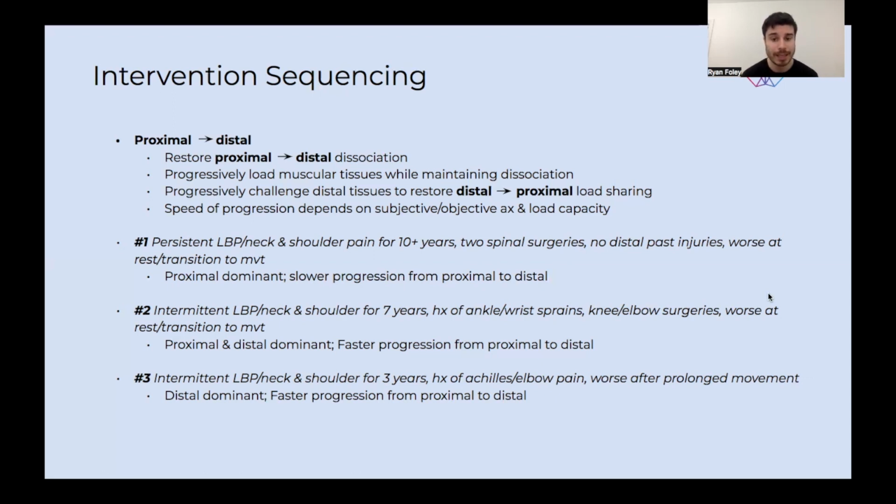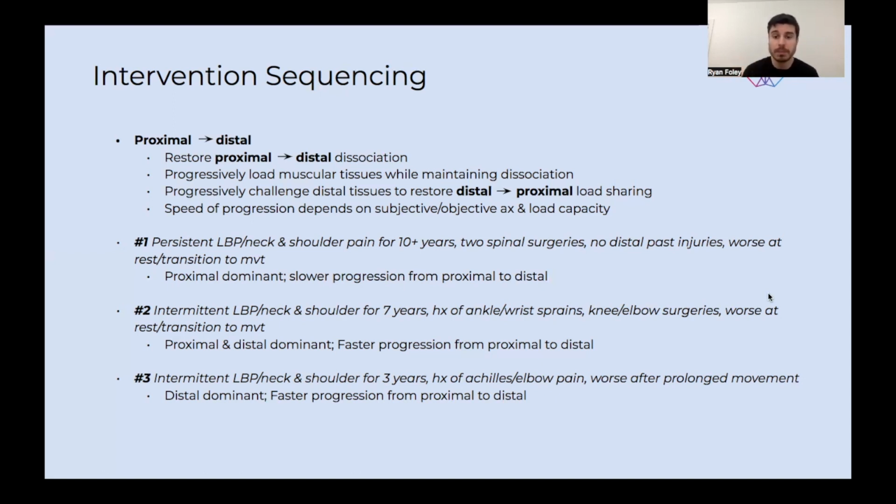And in the second case scenario here, we have intermittent pain proximally for the past 7 years, but we have a history of distal injuries here. Okay, the pain experience is still worse at rest, and at that transition from rest to movement. So here, because of the nature of the symptoms and the distal injuries, we may have to progress to the distal tissues much earlier to have a greater influence over their symptoms.